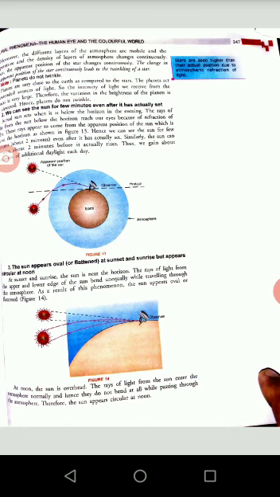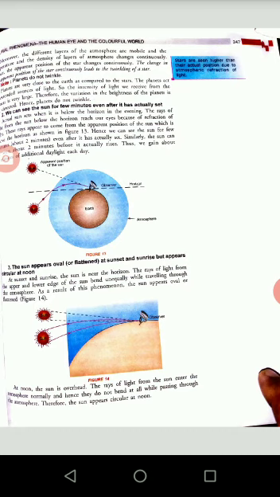Therefore, the layers closer to the surface of the Earth are optically denser, and the layers above the Earth's surface are rarer. As we go higher and higher, the density of the layer or refractive index decreases progressively. Means both density and refractive index decrease progressively.